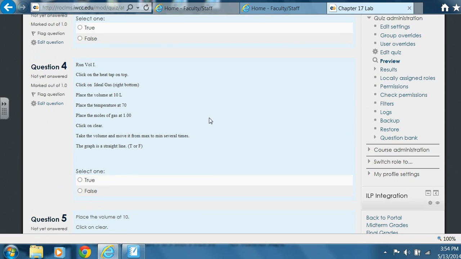All right, so the lab is in a quiz format. Run volume 1. Click on the heat tab. Check on the ideal gas. Place the volume someplace. Place the temperature someplace. Place the number of moles someplace. Click clear. Take the volume and move it to the maximum, and move it back several times. And is the graph a straight line? Yes or no?